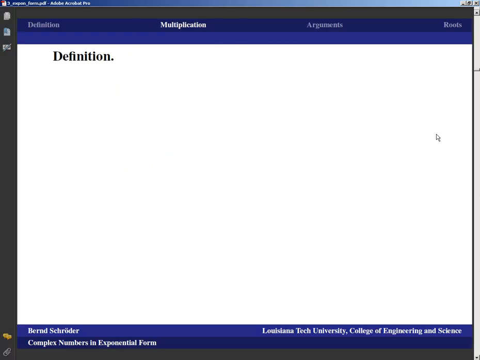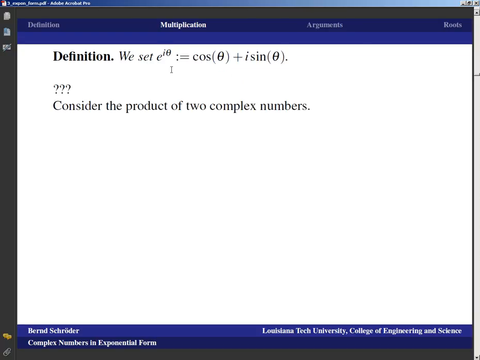Okay, for multiplication now, we define e to the i theta to be cosine theta plus i sine theta, and why would we do that? Because a priori there's nothing that these functions have in common. The reason, however, is that complex multiplication behaves sort of like multiplication of exponentials.